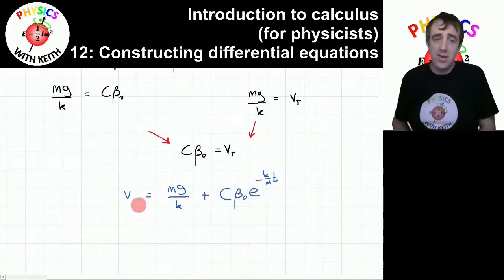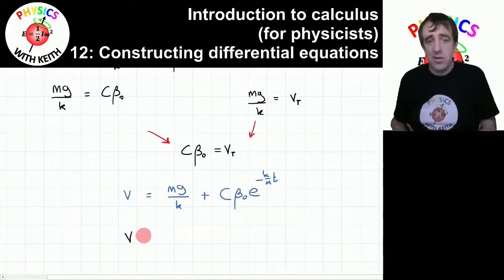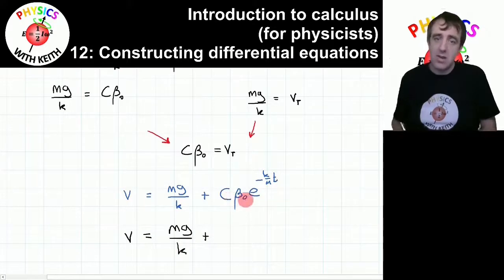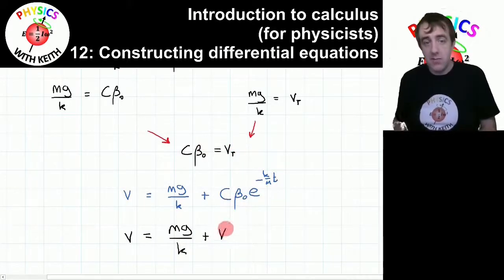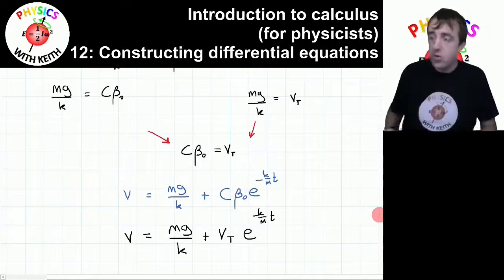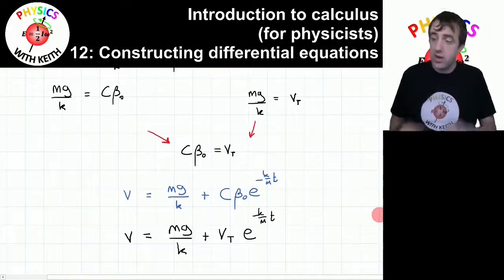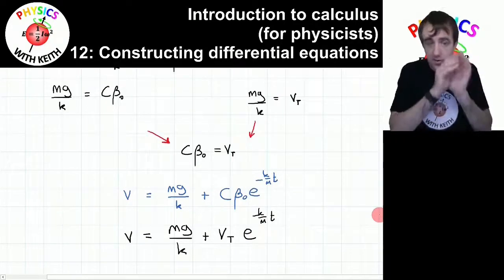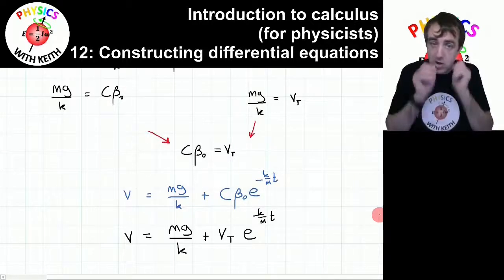And so here's the last step, you see, our final equation. The velocity at a time t is going to be equal to mg over k plus c beta 0, which is vt, the terminal velocity, multiplied by e to the power of minus k over m t. There it is. That's the solution to our differential equation. That is an equation for velocity as a function of time, something we can use.